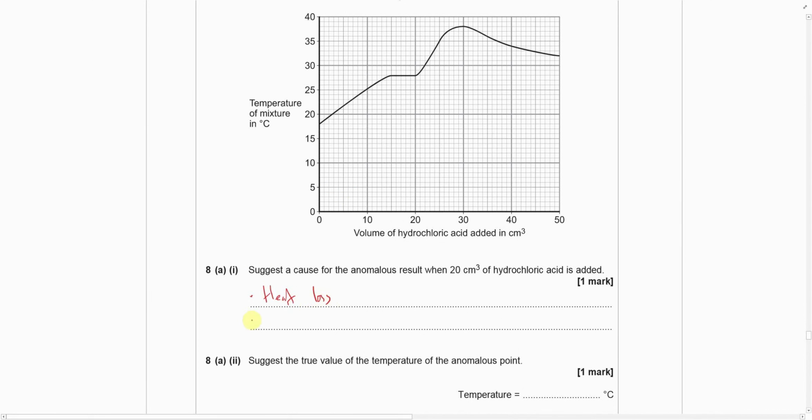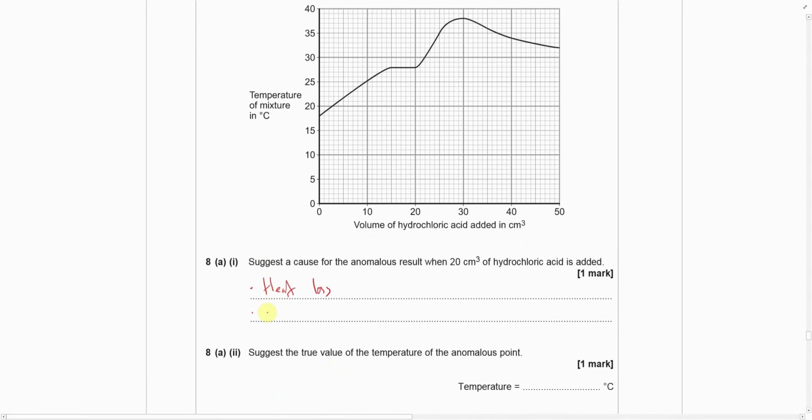And if we're looking for a human error, I think stirring. So not enough stirring, I suppose you could put that. Insufficient stirring. Obviously it's only 1 mark, so it's only looking for 1. So suggest the true value of the temperature of the anomalous point. So if we were to draw a line up there, I'd say probably 32. Probably a bit of leeway in that. If I look at the mark scheme, yeah, 32 to 33.